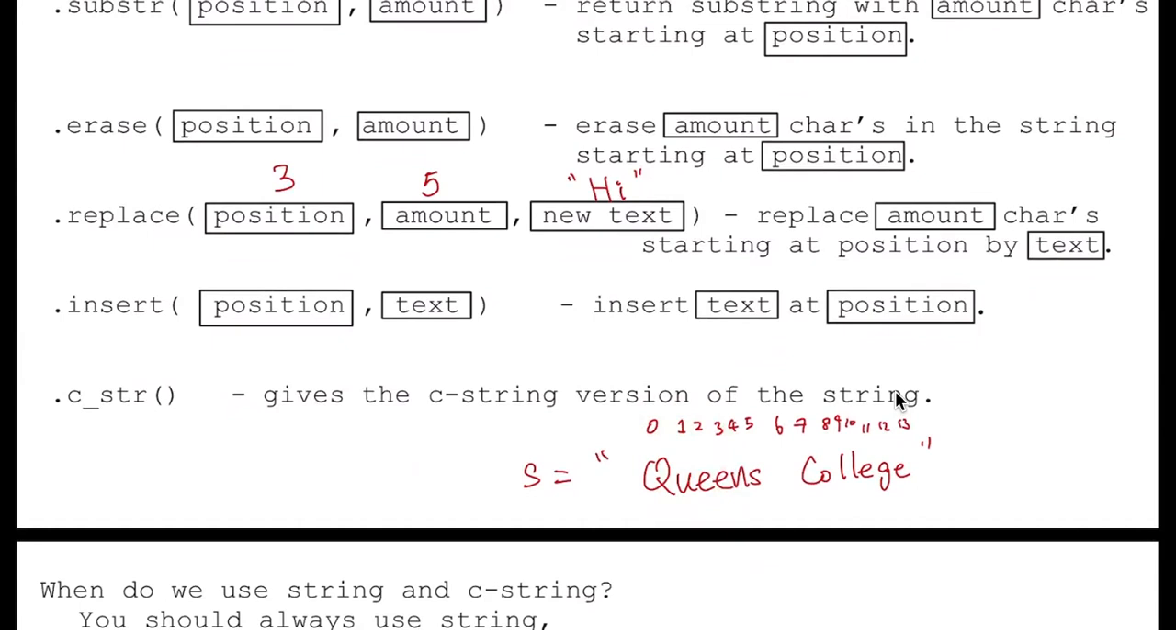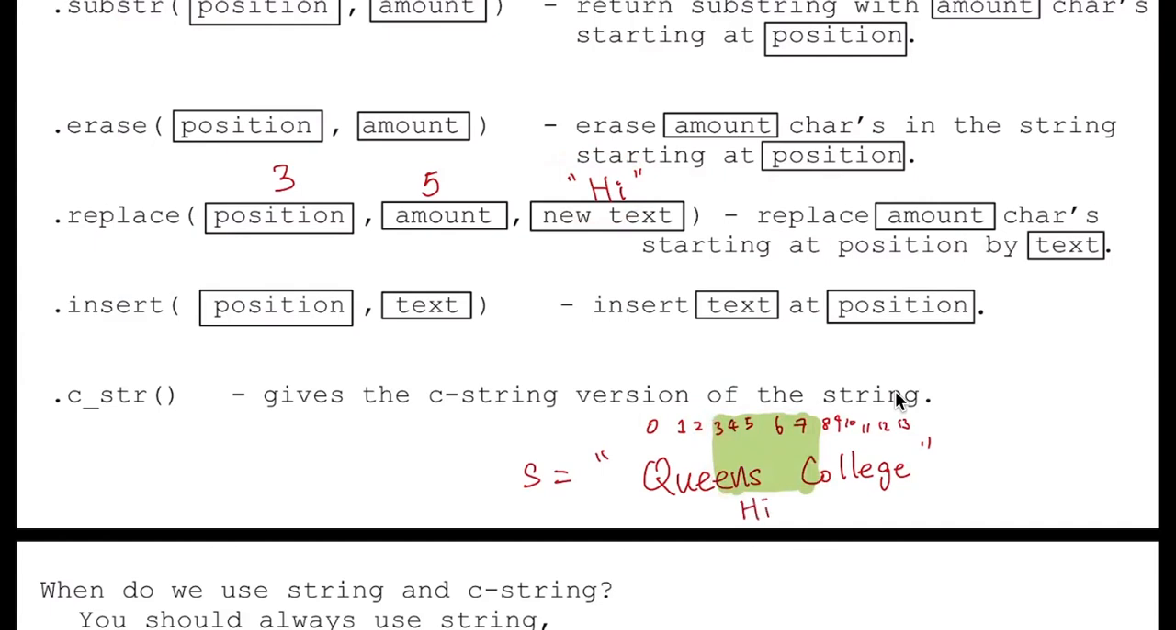So you have 1, 2, 3, 4, 5. Okay, here. So from index 3, you have 5 characters. Do you see that? We have 5 characters here: 1, 2, 3, 4, 5. Now you will replace these 5 characters with HI.